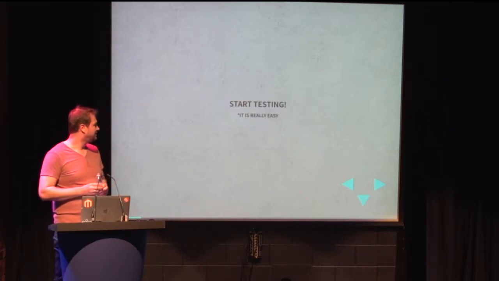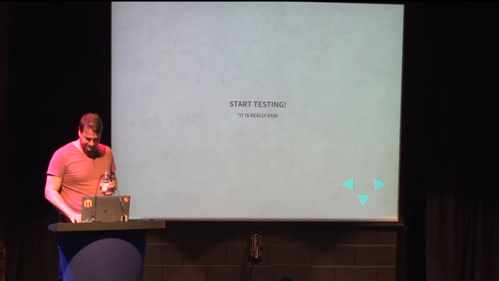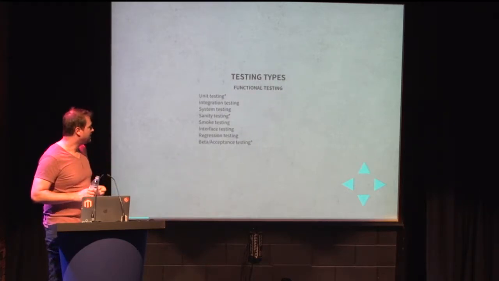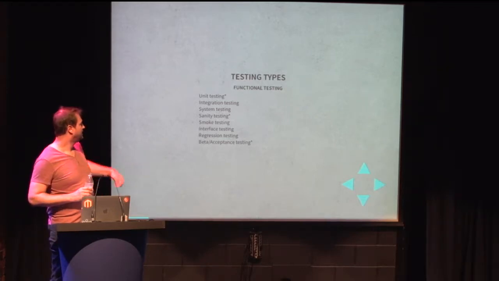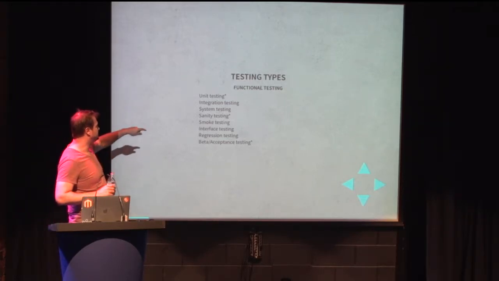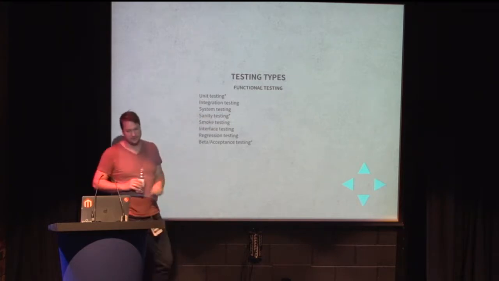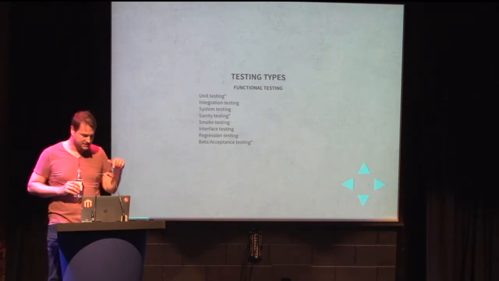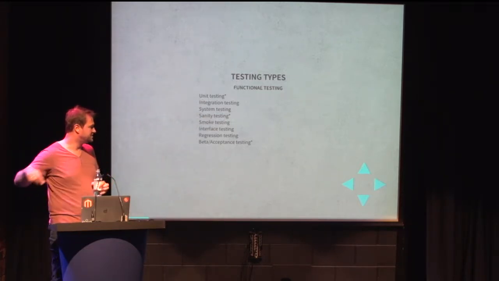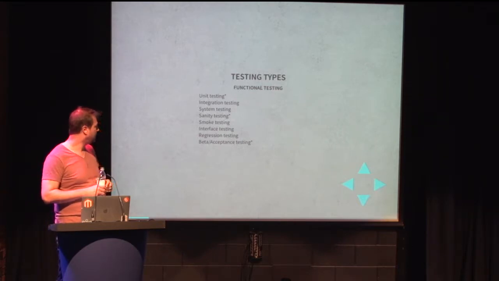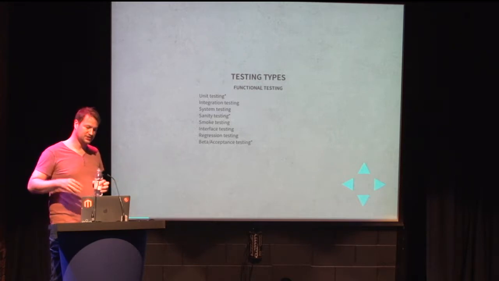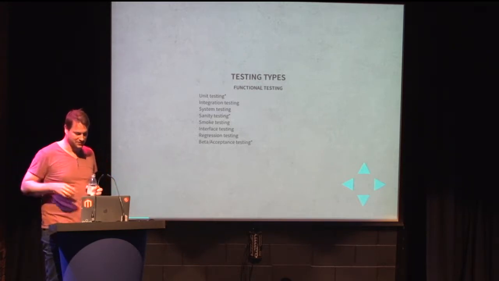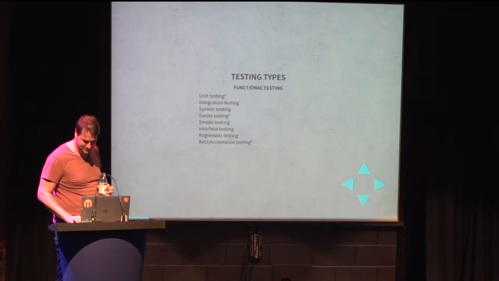So let's start. As I said, it's really easy. There are different types of testing. You have functional testing. Just note these asterisks here: these are the testing types I use in this presentation. Sanity testing, smoke testing, and so on are the advanced stuff, so we just leave them out for this presentation.